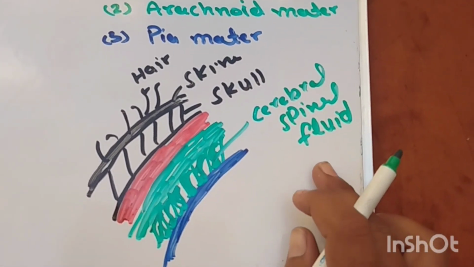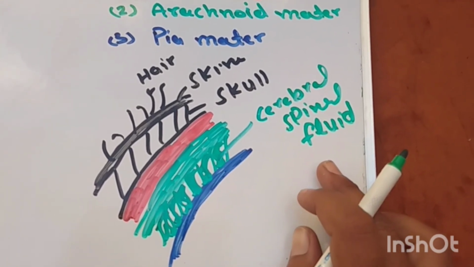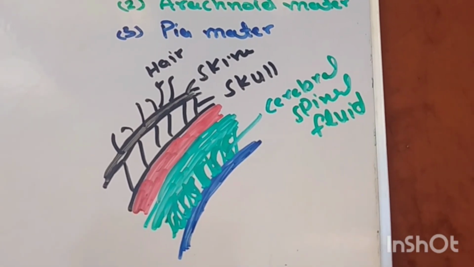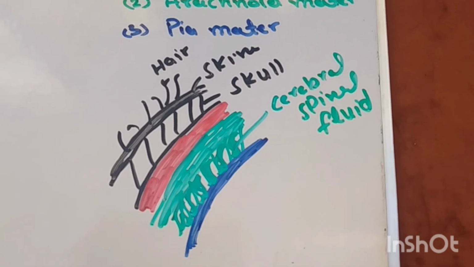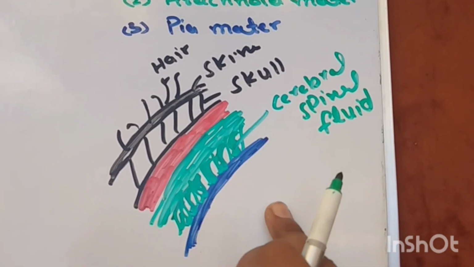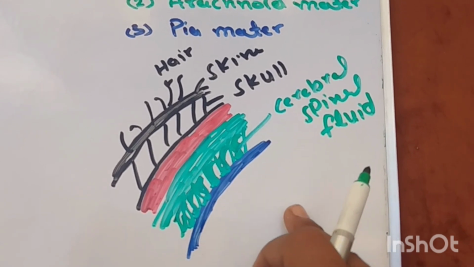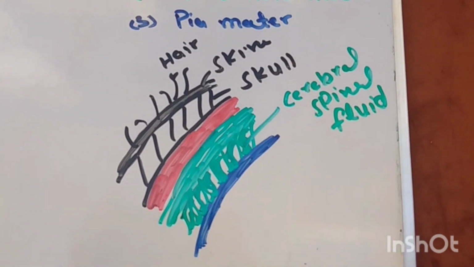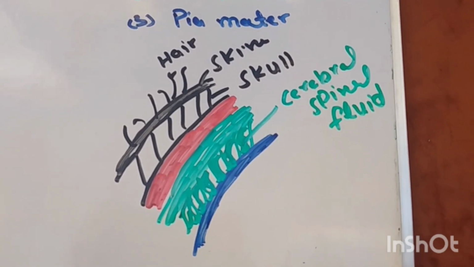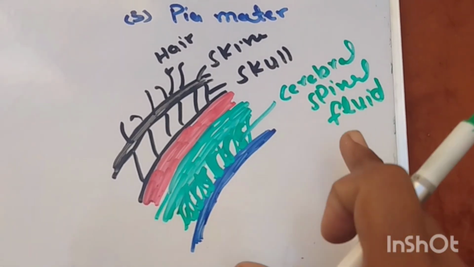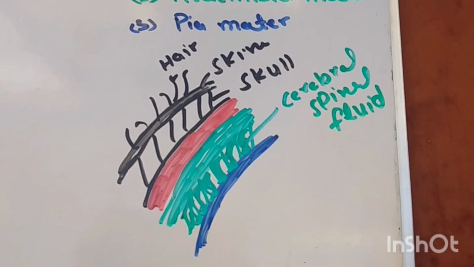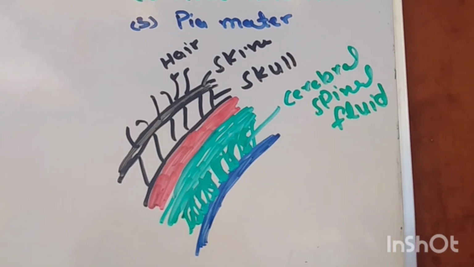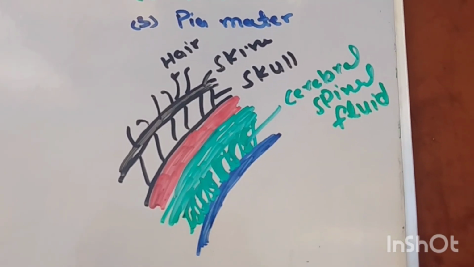The importance of this fluid is that it protects our brain. When we jump again and again, our spinal cord and brain also jump. If this fluid is not present, our brain is attached to our skull bone, and the skull bone injures our brain. So when we jump, this cerebrospinal fluid acts as a cushion between the skull bone and the brain.